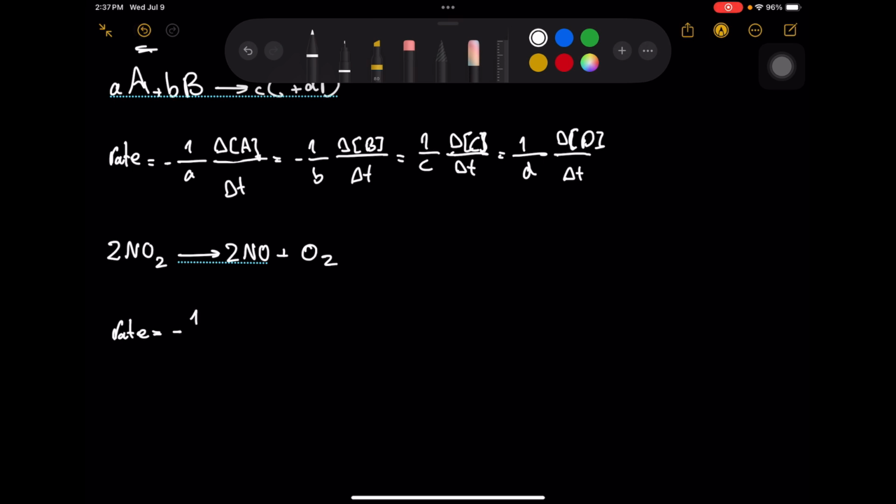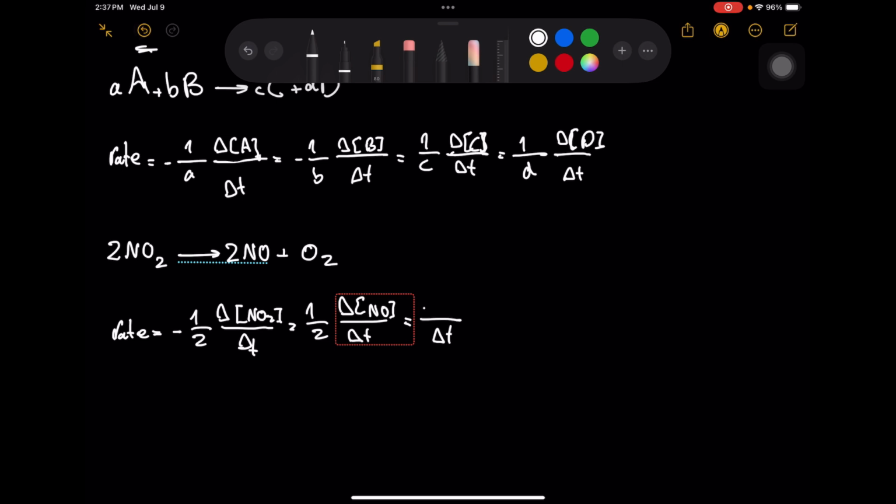negative 1 over 2 times delta NO2 over delta T, which equals one half delta NO over delta T, which equals delta concentration of O2 over delta T.